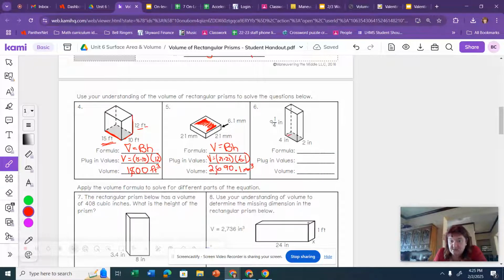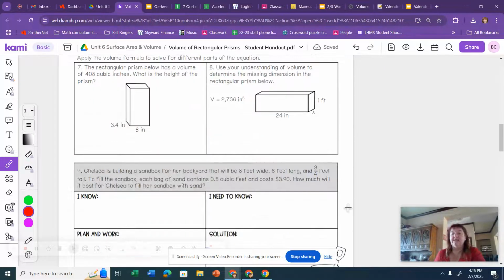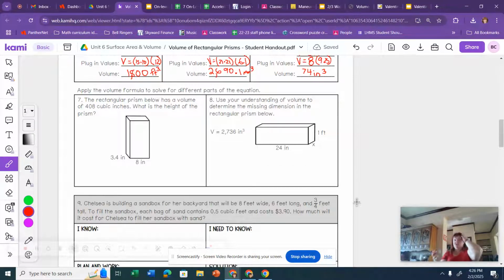Here's our base. Our formula is volume equals big B times H. Could you do the big B without me putting it in parentheses? What is big B? It's 4 times 2. So I could just say big B is 8. Now we're going to go times the height, 9.25, or 9 1/4. And so our answer is 74 inches cubed.